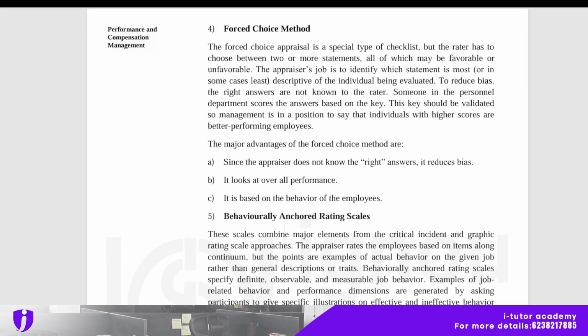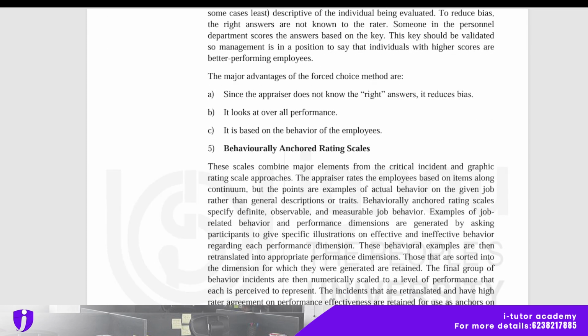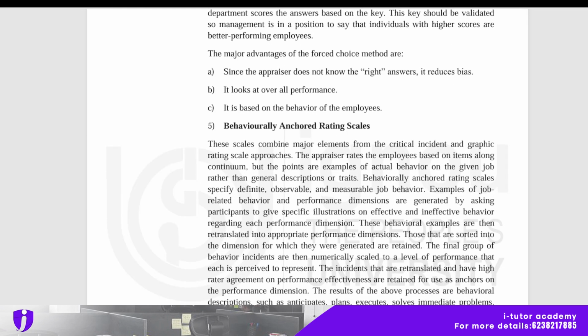And the fifth is the behaviorally anchored rating scale. This scale combines major elements from the critical incident and graphic rating scale approaches. The appraiser rates the employees based on items along a continuum, but the points are examples of actual behavior on the given job, rather than general descriptions or traits. Behaviorally anchored rating scales specify definite, observable, and measurable job behavior.